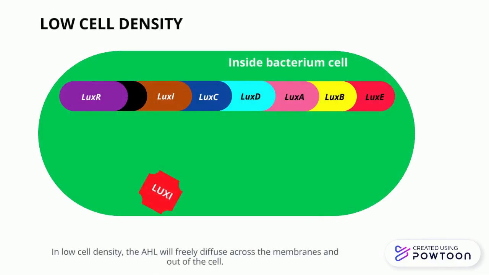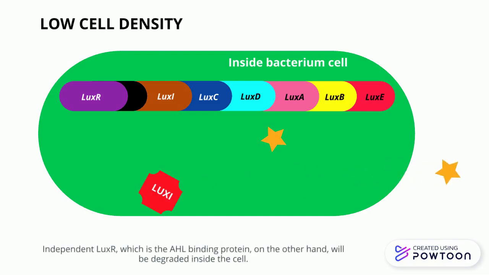At low cell density, the AHL will freely diffuse across the membranes and out of the cell. Independent Lux-R, which is the AHL binding protein, on the other hand, will be degraded inside the cell.